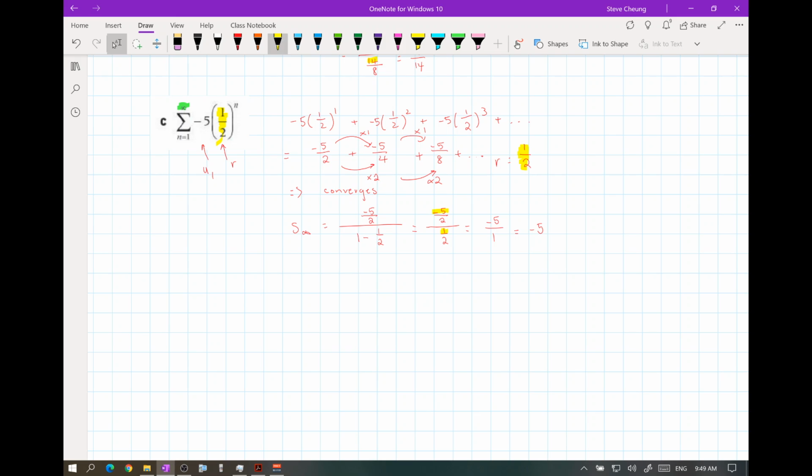If you recognize this sort of summation, you can extract the information for the common ratio right away. Be careful about the first term though, because we do have n starting at 1. If this question had a starting index at, let's say, 3, then that's no longer the case. The common ratio stays the same, however, this will actually start at negative 5 over 8.